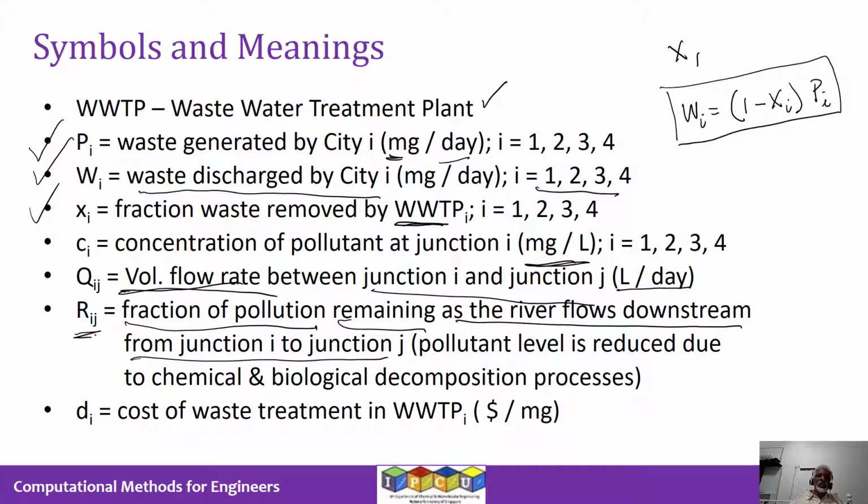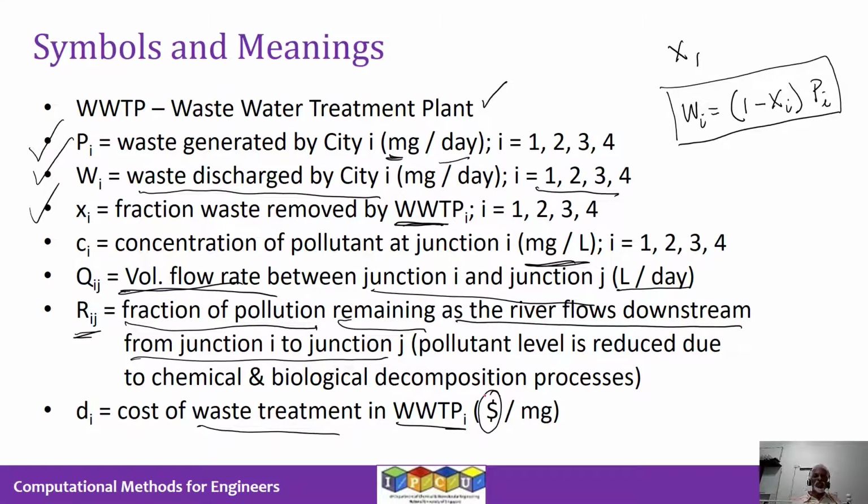And finally, there is a cost of wastewater treatment. There is a cost of waste treatment in each plant. In each wastewater treatment plant, there is going to be a cost of waste treatment, and the cost is denoted in dollars per milligram. So if I remove 1 milligram of the pollutant, it is going to cost me Di dollars. That's what it means. So these are the symbols and these are the meanings for those symbols, and we will see how to make use of it when we write our model.